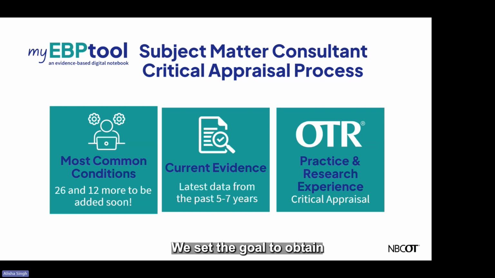We set the goal to obtain the highest level of research available within the past 5 to 7 years. The SMC labeled each assessment and intervention with an A, B, or C based on the aggregate critical appraisal of the research articles they identified. SMCs also completed bias reviews and inter-rater training before a validation process of the labels and the content.